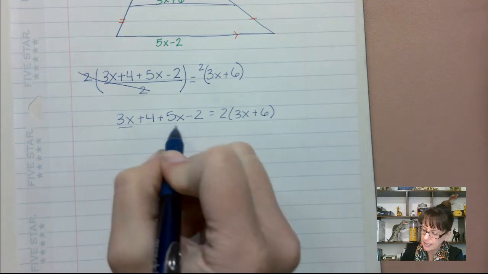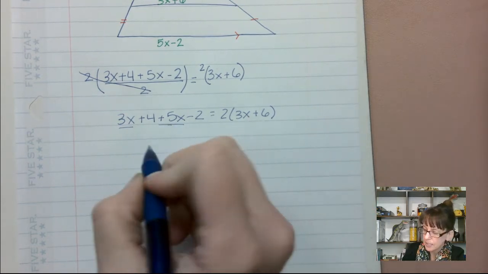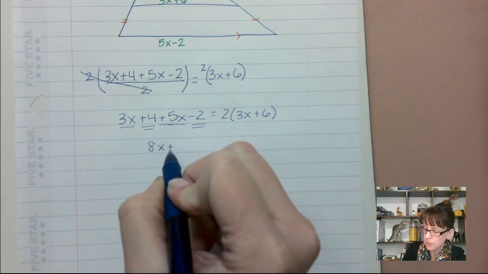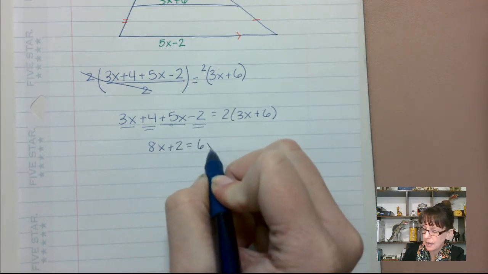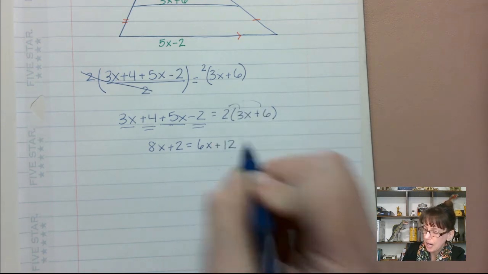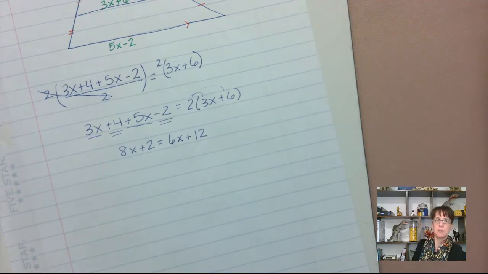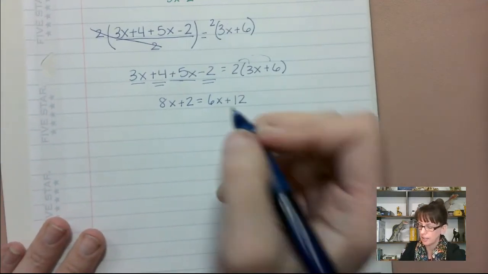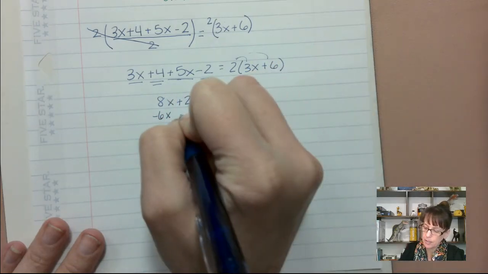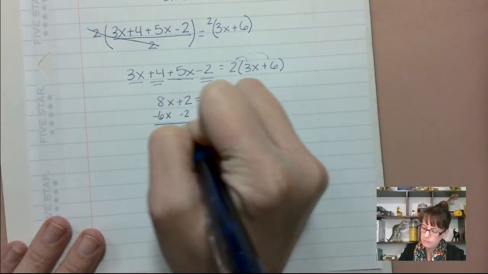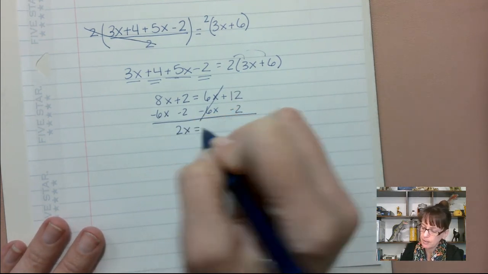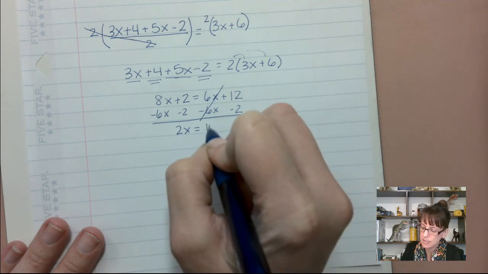All right, from here, let's distribute and combine some like terms. I have 3x and positive 5x, so that gives us 8x. I have 4 and negative 2, so that's plus 2, equals 6x, distributing from here to here, so we get 6x plus 12. All right, now I want to get the x by itself, so I'm going to move the 6x to the other side, so minus 6x, minus 6x, and then I'm also going to subtract 2. Now when I do that, I get 8x minus 6x, which is 2x, equals 12 minus 2, which is 10.